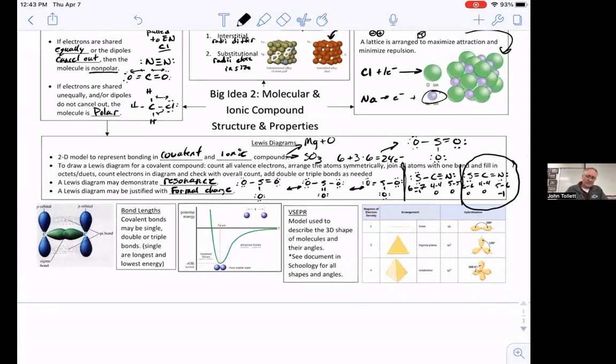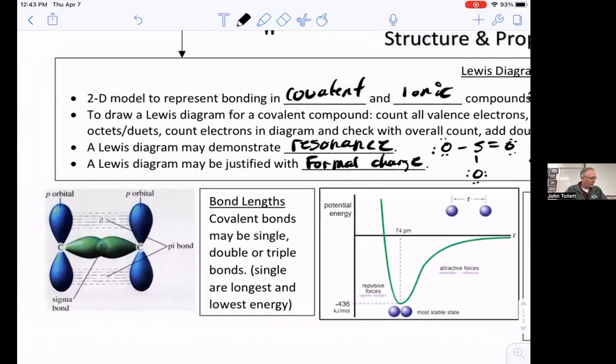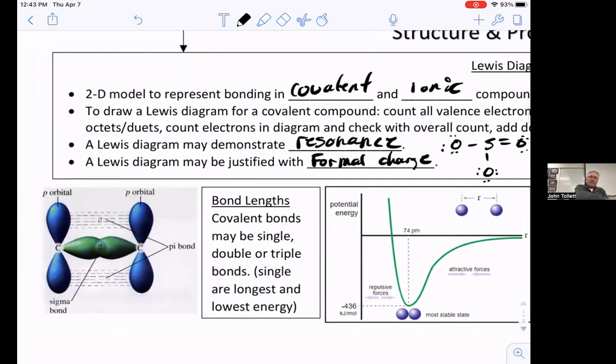So over here on the left, we've got a drawing showing you the overlap of some bonds here. This right here is called a sigma bond.